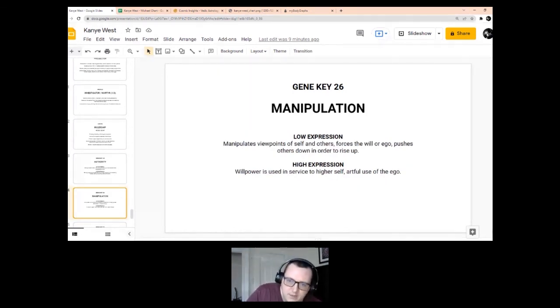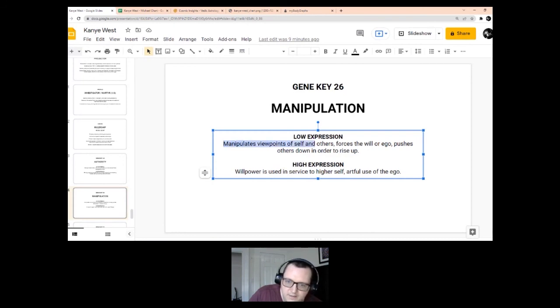Gene key 26 is manipulation. Low expression is manipulates viewpoints of self and others, forces the will or ego, pushes others down in order to rise up. The high expression is willpower is used in service to higher self. It's more of an artful use of the ego.